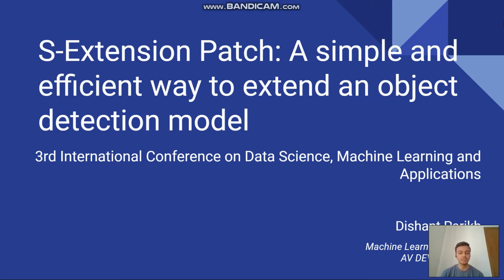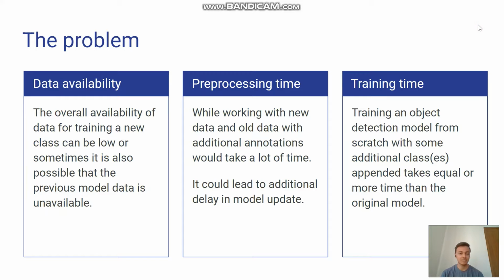The paper introduces a new technique called the S-Extension Patch, also known as the Similarity-Based Extension Patch, which deals with the problem of adding additional classes to an existing object detection model. There are currently many approaches available to deal with the said problem, but these approaches have one or more of the following three limitations. First, the data availability.